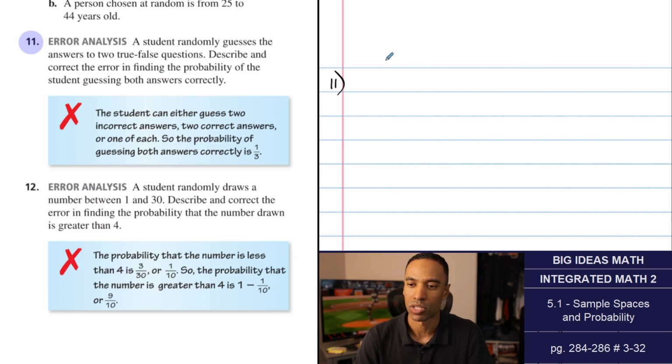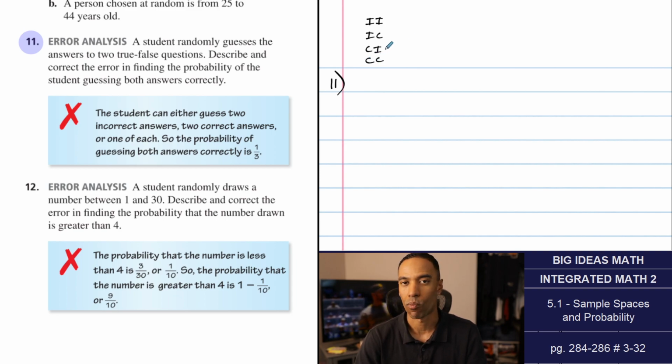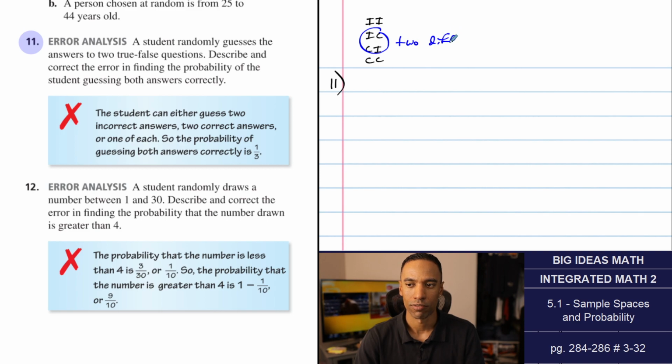Our sample space should be, and I'm going to write them out first, you can either get both incorrect or the second one correct, or the first one correct, or both correct. But that's 4 different total outcomes. Even though getting both correct is 1 out of something, it's not 1 out of 3. These are 2 different ways.